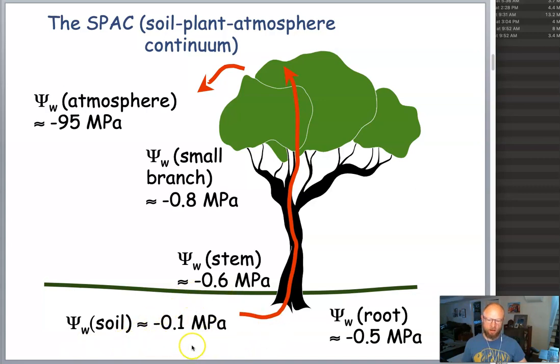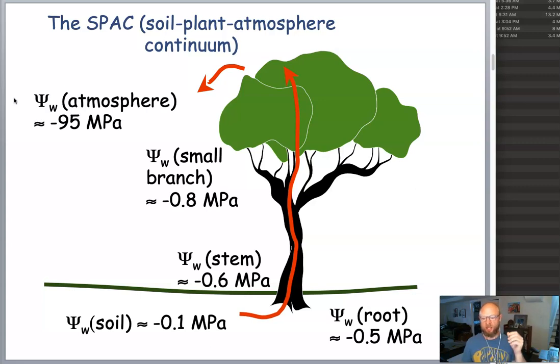You can see here a realistic value for watered soils is minus 0.1 megapascal. And then the atmosphere is somewhere in the ballpark of minus 100 megapascals. So it's really dry compared to the soil and any plant tissue, and that water potential is much lower. That, again, is the driving gradient to move this water up through the plant. I explained this in the water potential video, but I'll say it again. The potential energy of water is all relative to standard or pure water at standard temperature and pressure.